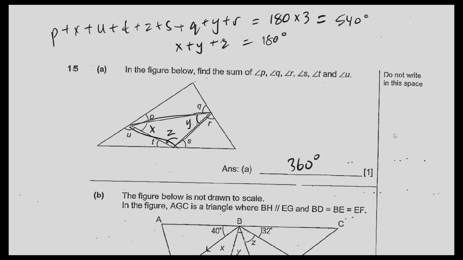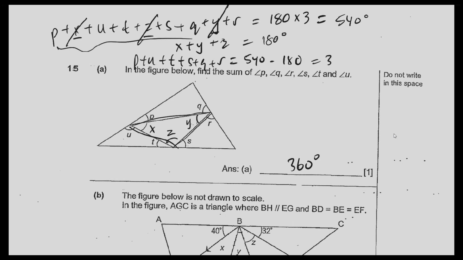Angles in a triangle. But hey, we see that X, Y, and Z are also in the equation above. Hence, we can just eliminate them, so this whole thing consisting of P plus U plus T plus S plus Q plus R is just 540 minus 180, which is 360 degrees. And if you see, all these angles here are actually what the question wants us to find.